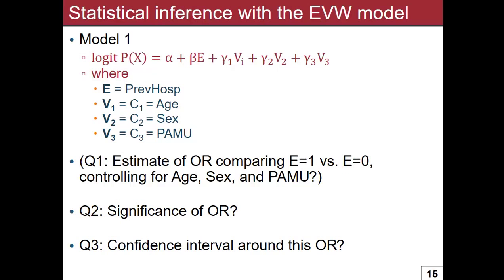I'll carry through in this next piece, revisiting things we did previously about statistical inference, hypothesis testing, and confidence intervals on the general logistic model, but how this looks when you express things as the EVW model. For example, this is model 1 that we had before in the MRSA data. This is the no interaction model. It has exposure and 3 V terms for confounders. Again, the 3 things we want to know are what's the odds ratio, is it significant, and what's the confidence interval around it. These are the key 3 things we generally want to know from our logistic models.